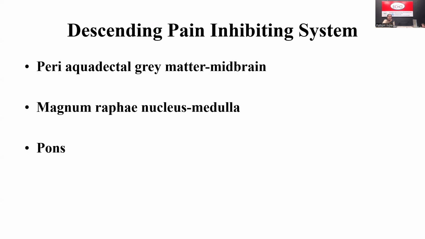So the descending pain inhibiting system has the periaqueductal gray matter, which is present in the midbrain, and the nucleus raphe magnus, which is located in the medulla and the pons. Next.